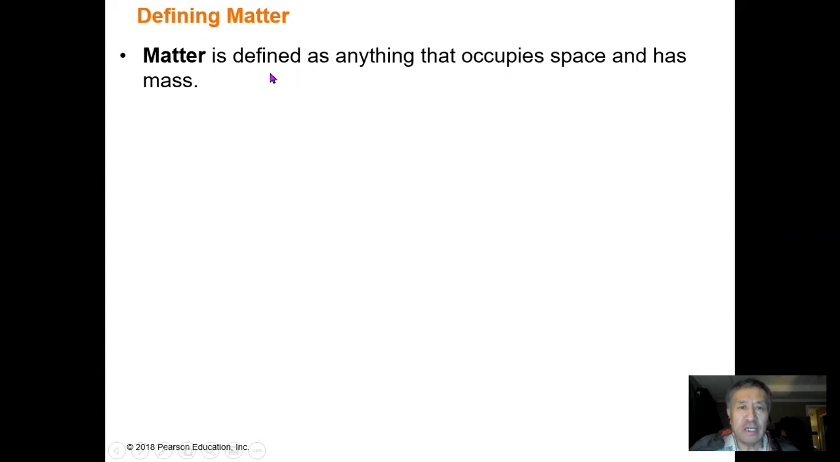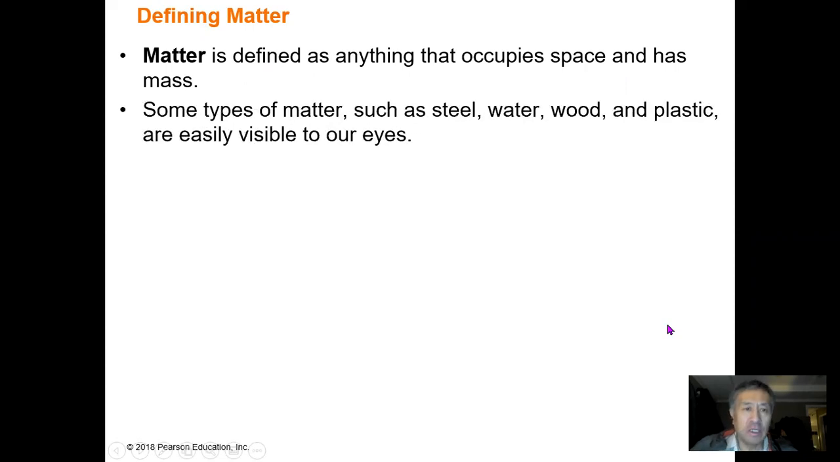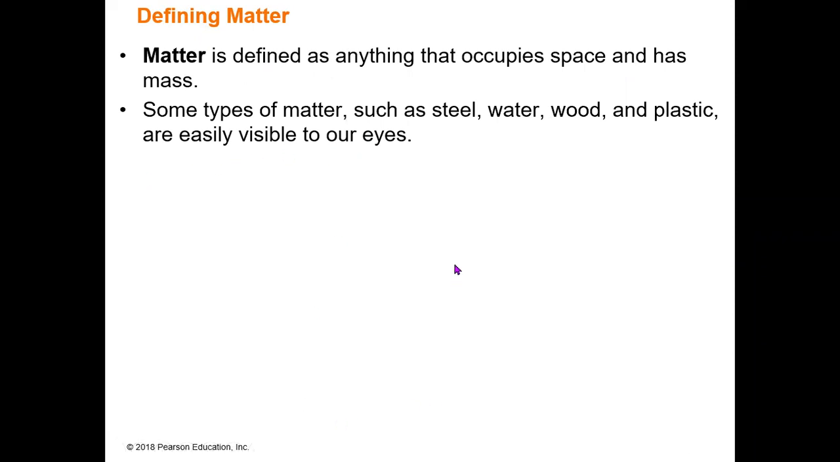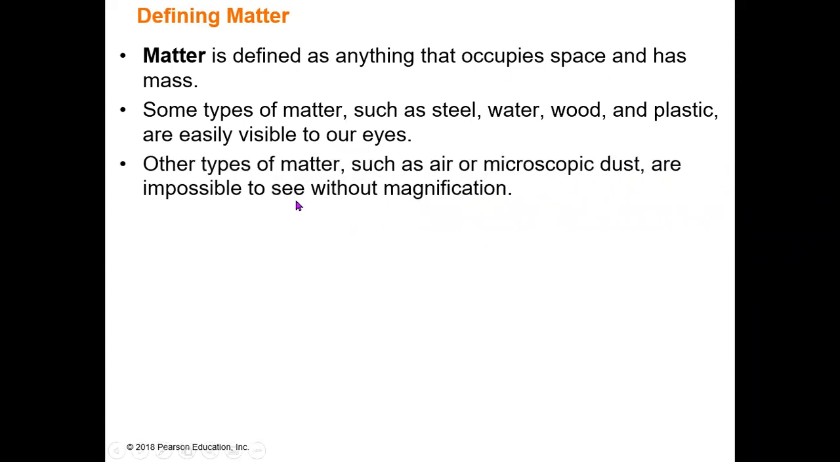Matter is defined as anything that occupies space and has mass. Some types of matter, such as steel, water, wood, and plastic, are easily visible to our eye. Other types of matter, such as air or microscopic dust, are impossible to see without magnification.